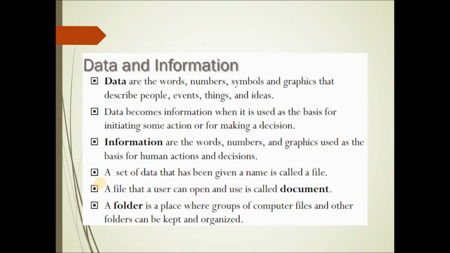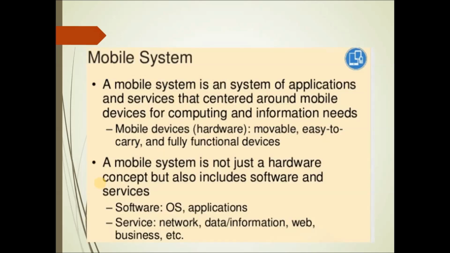Okay. After that you have the mobile system. So what about the mobile system? You are already using mobiles. A mobile system is a system of applications and services centered around mobile devices for computing and information needs. Mobile devices are movable, easy to carry, and fully functional hardware. A mobile system is not just a hardware concept but also includes software and services.